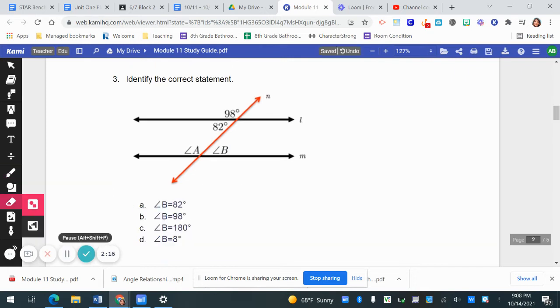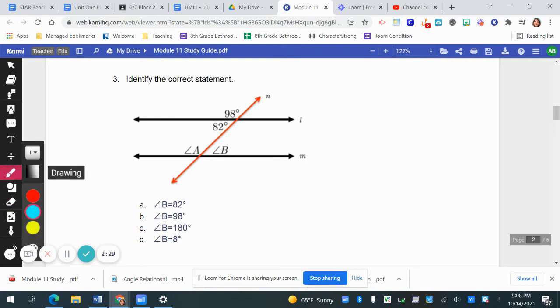Okay, number 3 also tells you to identify the correct statement. So we have angle A and angle B. All of our options are talking about the measure of angle B. So we are trying to find what the measure of angle B is. Well, it says the measure of angle B is 82. The measure of angle B is 98. The measure of angle B is 180. And the measure of angle B is 8.